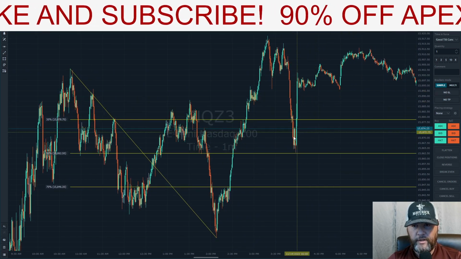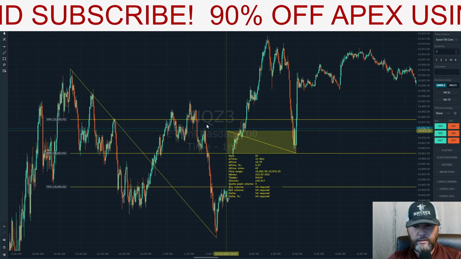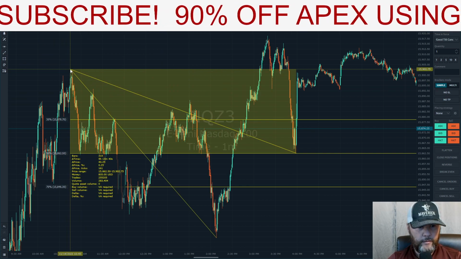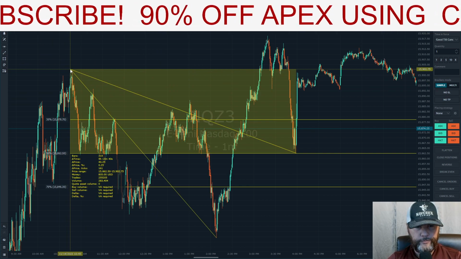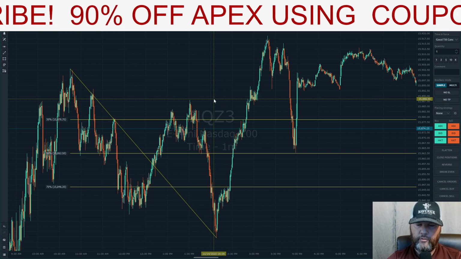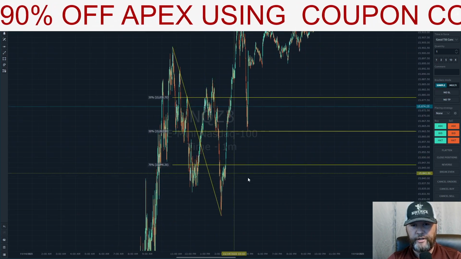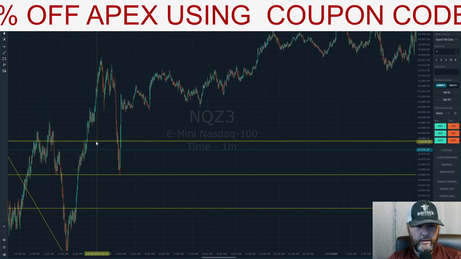Does it go back above our target? Yes, it does. So now this is a winner. 40 handles. So you have to be aware. You can't just be zoomed in all close. You really got to be able to see the entire picture here on the 1 minute chart.